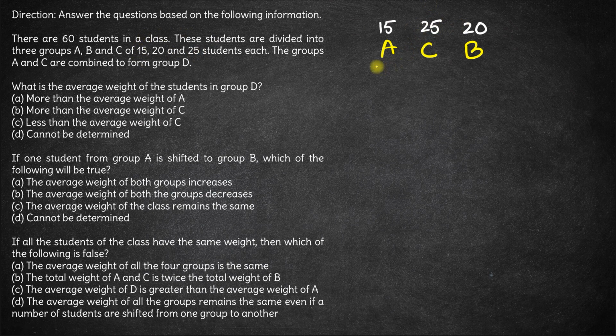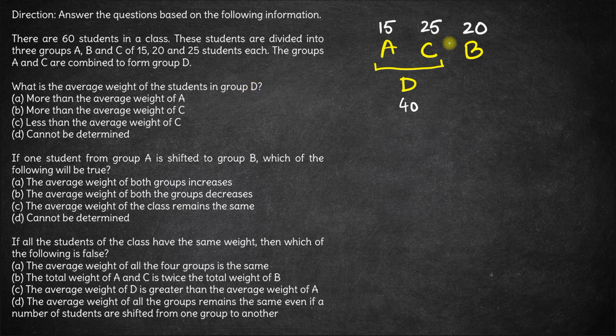Now A and C are combined to form group D. So the number of students in group D will be 40. So effectively now you have two groups, group D and group B of 40 and 20 students, and we have a total of 60 students. Now let us look at the questions. First question in the set is, what is the average weight of students in group D?